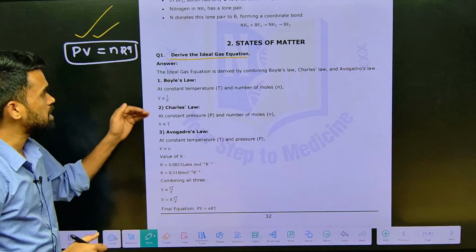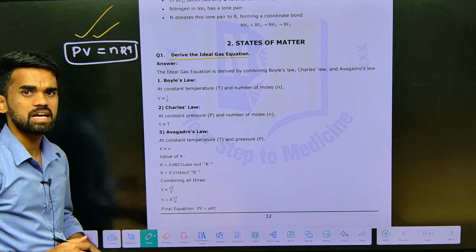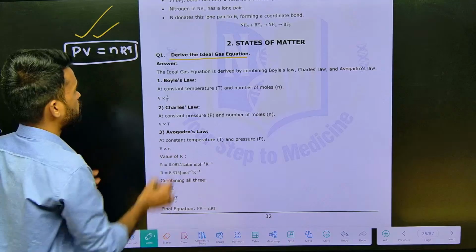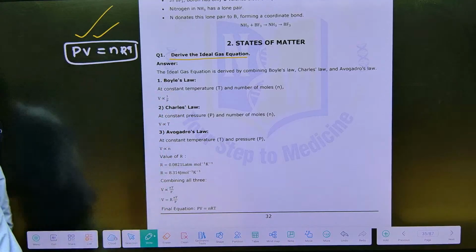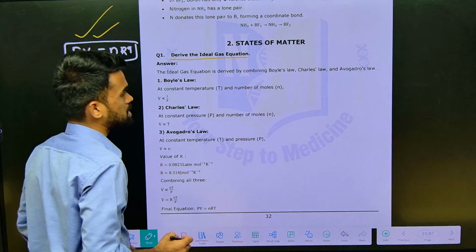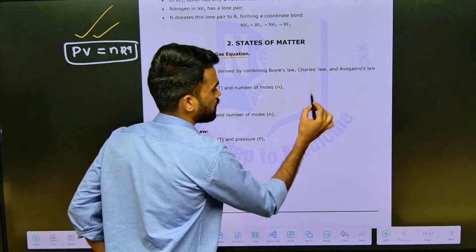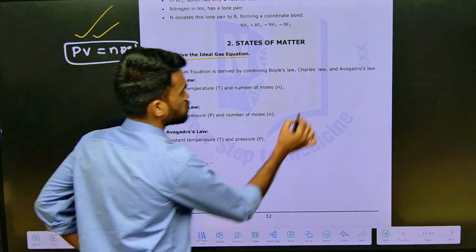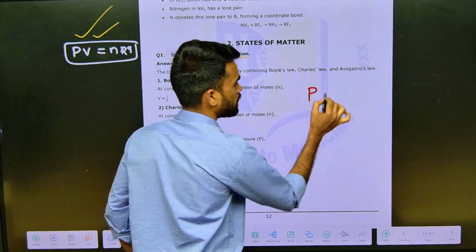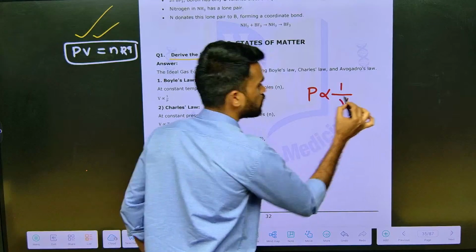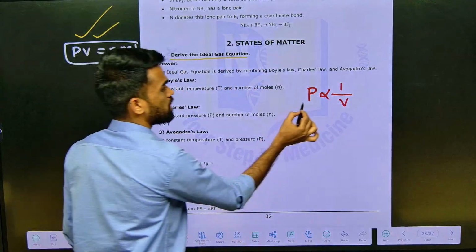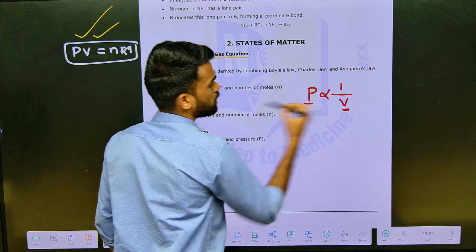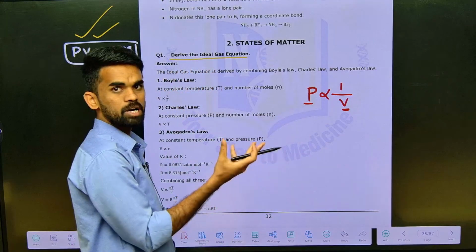Now let's study one by one what these gas laws are explaining. First of all, Boyle's law. Boyle's law states that pressure is inversely proportional to volume. The pressure of a gas is inversely proportional to its volume, the volume occupied by that gas.